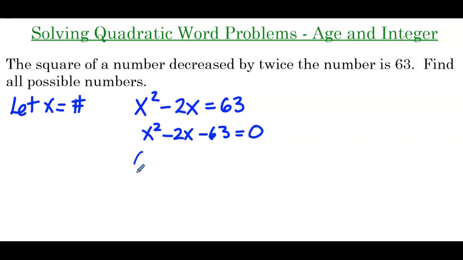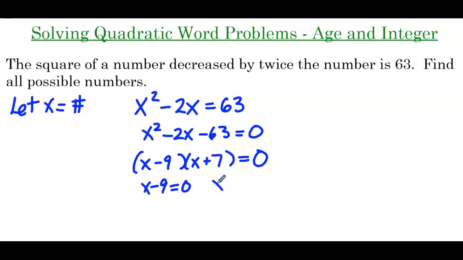And now we try to factor. So we need a factor pair of negative 63 that adds to negative 2. So that's negative 9 and positive 7. So either x minus 9 equals 0 or x plus 7 equals 0. So that means either x equals 9 or x equals negative 7. So the possible numbers are negative 7 or 9. If we write out a solution set, we'd have negative 7, 9.